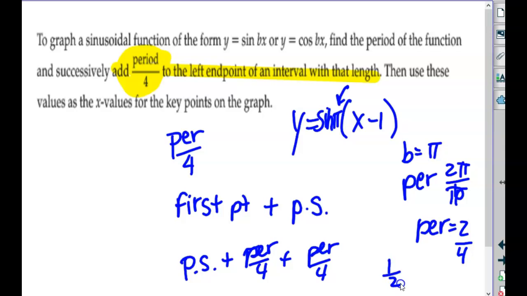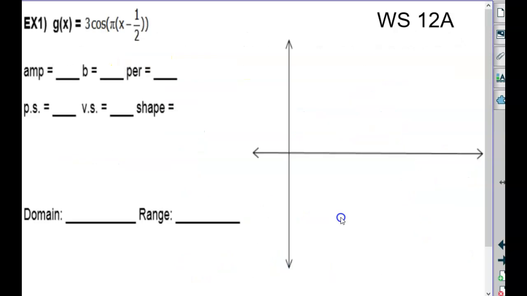Are we good? Okay. So the first point we're going to start at, this would shift it which way? Right 1. So you would start at 1, and then you would keep adding 1/2. So the next one would be 3/2, the next one would be 2, and so on. Okay? You keep adding that quarter point onto the phase shift. All right, here we go.